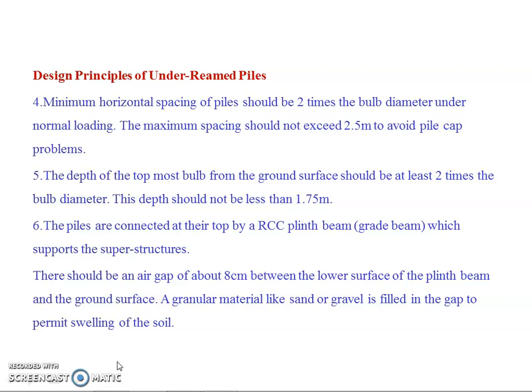Why is this required? Because we know that whenever there is expansive soil, there is always shrinkage or expansion in moist and dry season. So to protect this structure from damage, there should always be a gap of 8 centimeter between the surface and the lower surface of the beam.